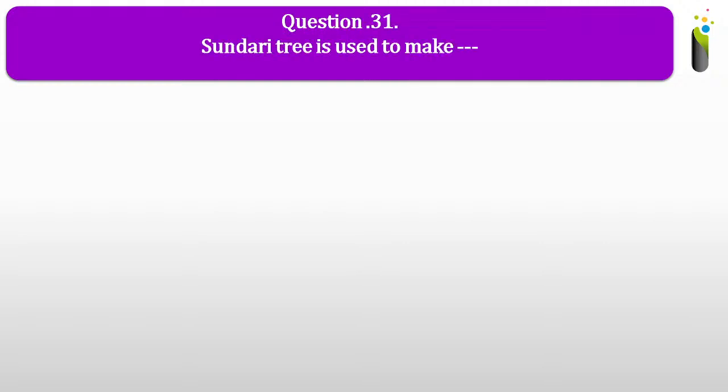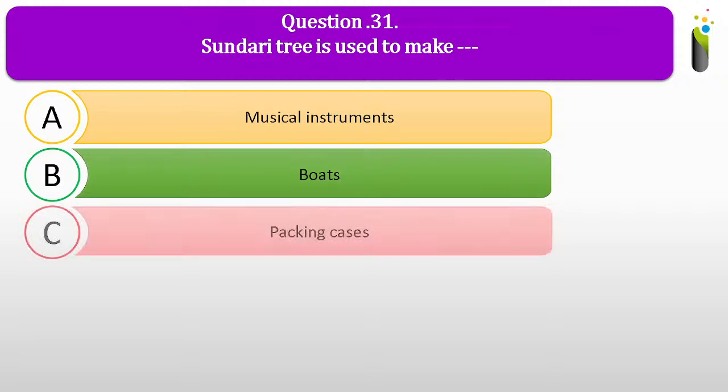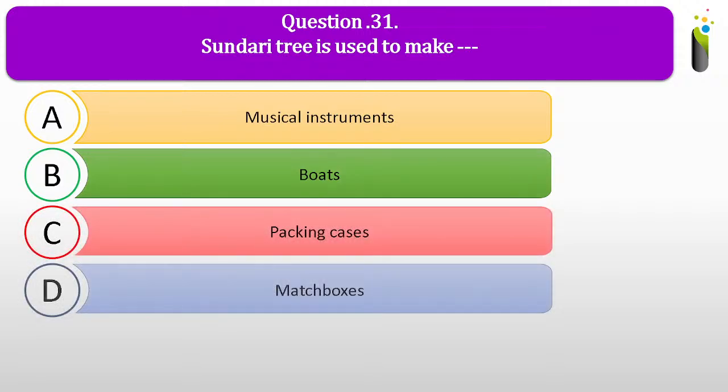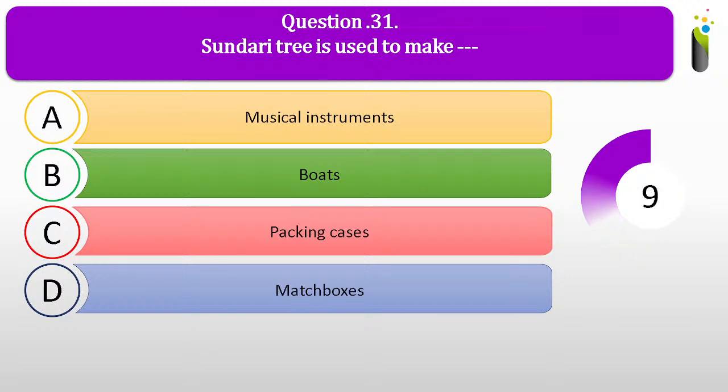Sundari tree is used to make dash. A. Musical instruments. B. Boats. C. Packing cases. D. Matchboxes. And your time starts now. So, Sundari tree, a typical feature of the Sundarbans.